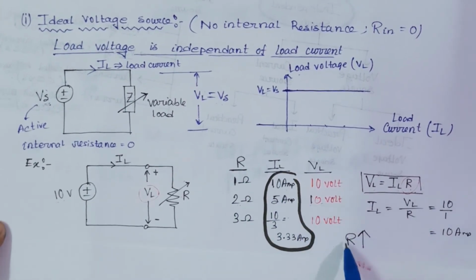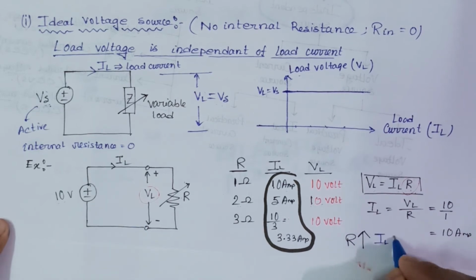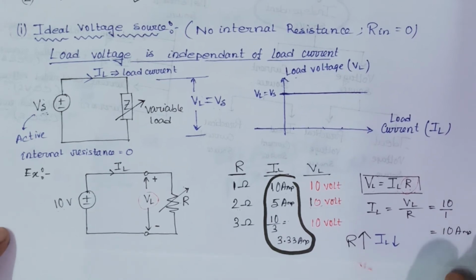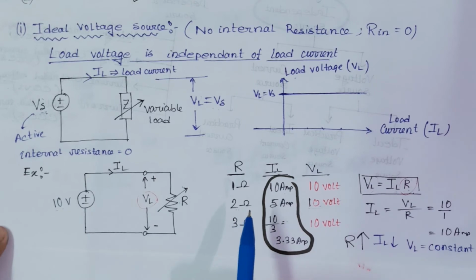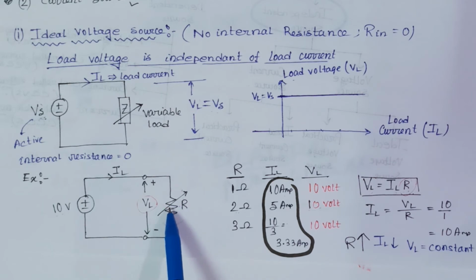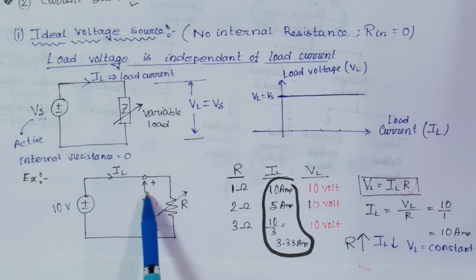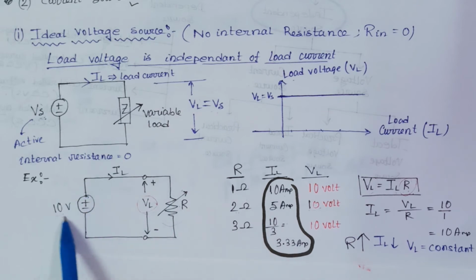So from this table, we can say that if you increase the value of resistance in this circuit, only the value of load current will be decreased, but there will be no effect on the value of VL. So VL will be constant. So write down, with the change in load or load resistance, only the value of load current will change, but there will be no change in the load voltage. It is constant and the same as the source voltage, right?